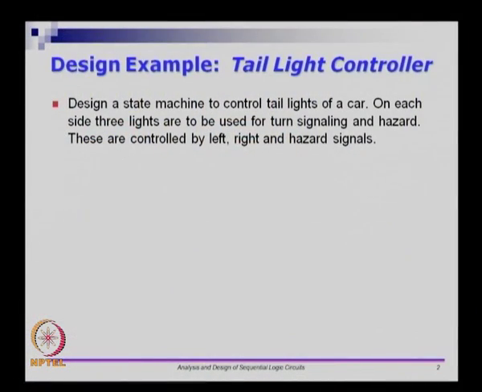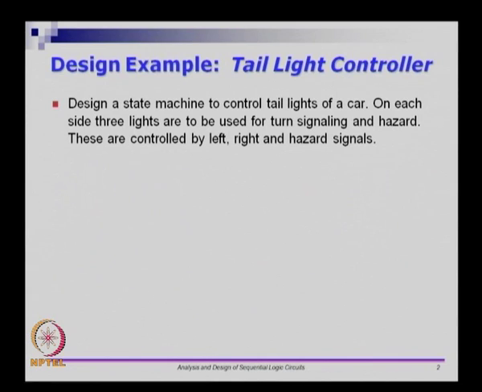This is called a tail light controller. If you drive a car, we are going to design a state machine which controls the tail lights of a car. The car has 3 lights on the left side and 3 lights on the right side. We are going to control the turn signal, which means if I want to do a left turn, I want to show that I am turning left.